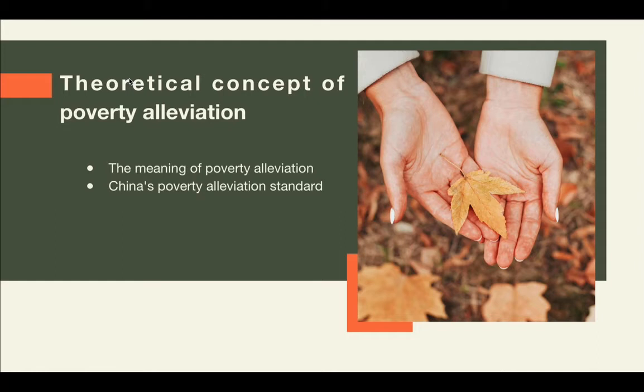And the second one is China's poverty alleviation criteria. Before 2008, China had two poverty alleviation standards, the absolute poverty line and the relative poverty line. The absolute poverty line is the standard line that determines the absolute poverty population in rural areas, and the relative poverty line is the standard line that determines the low-income population in rural areas. In 2008, the country merged the absolute poverty line and the relative poverty line.